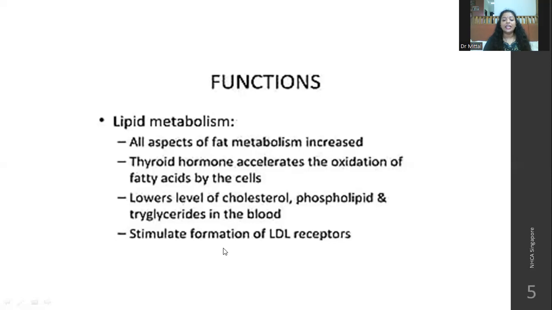Stimulate the formation of LDL receptors. The more LDL receptors you have in your system, the fewer chances of you suffering from high cholesterol. When LDL receptors are not present adequately in your system, this low density lipid and fatty acids will get accumulated, and that will cause obstruction in your blood system. But when receptors are there, LDL will know exactly where to go and where to get used up. So this is how lipid metabolism is affected by thyroid hormones.